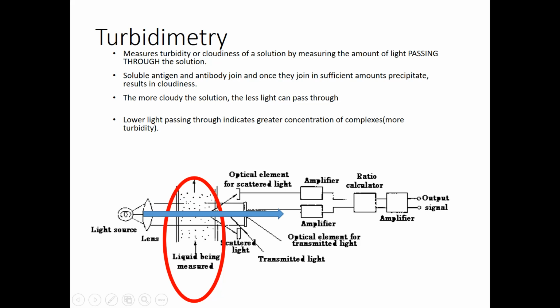Couple other things about it. So again, that's just the definition. Remember, soluble antigen and soluble antibody joined together end up being an insoluble immune complex that precipitates out. The more clouded the solution, the less light that passes through. Lower light passing through means there's a higher concentration of immune complexes.